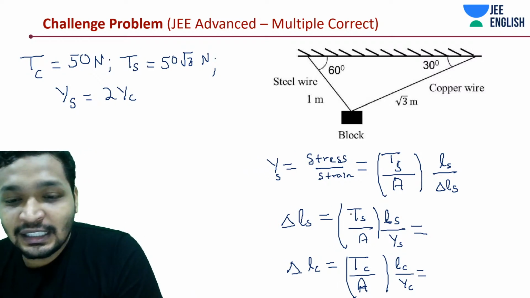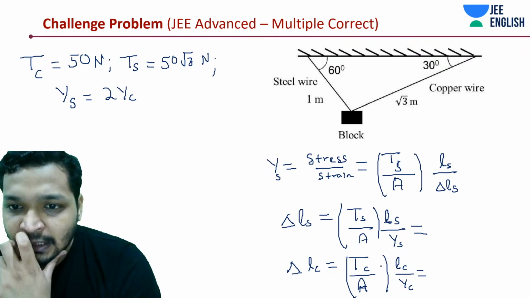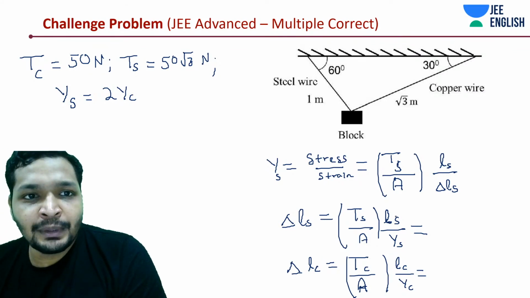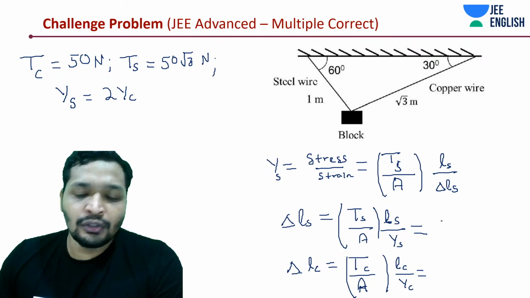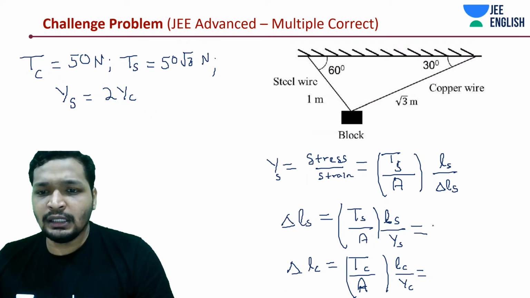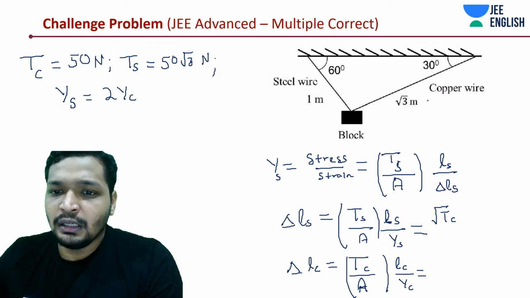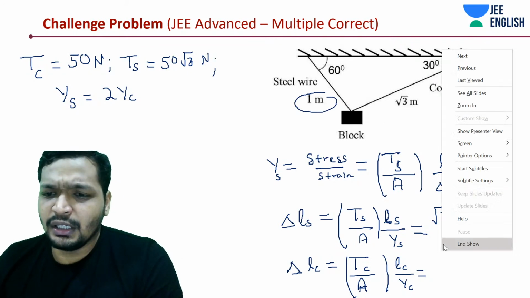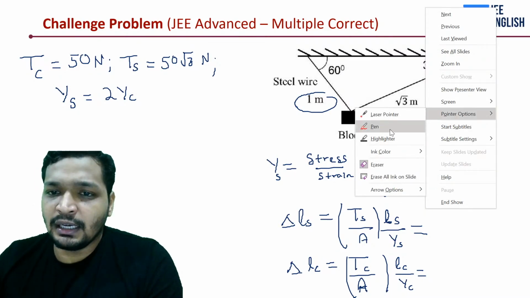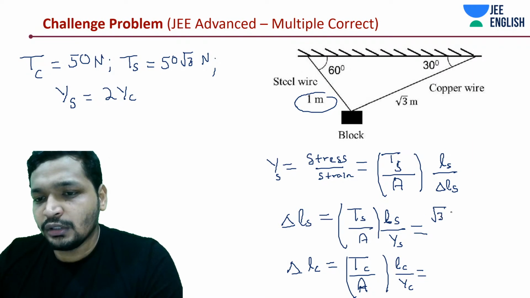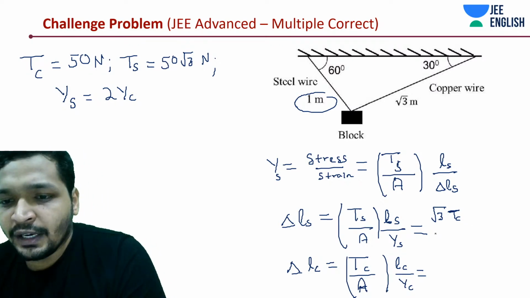So substitute everything. Let's keep everything in terms of C. For example, this would be TC by root 3. Okay, TS is equal to root 3 TC. So this is root 3 TC. LS, how much is the length of the steel wire? 1. Sorry, really sorry, this should be root 3 TC. So that's what I'm saying, that entire first calculation was just a waste of time. It could be fast, but that wasn't necessary at all. Okay, root 3 TC divided by area.